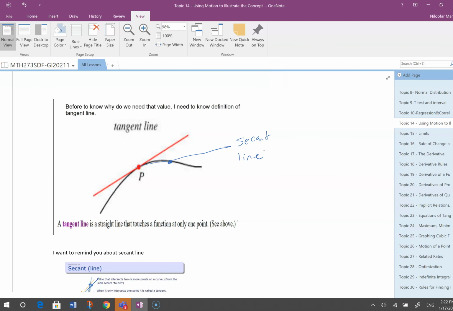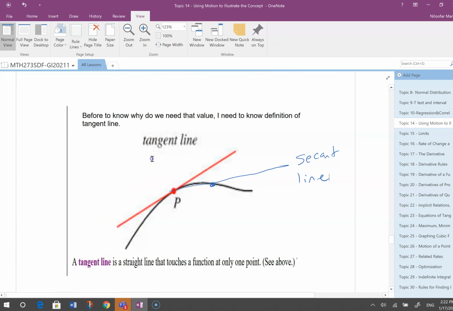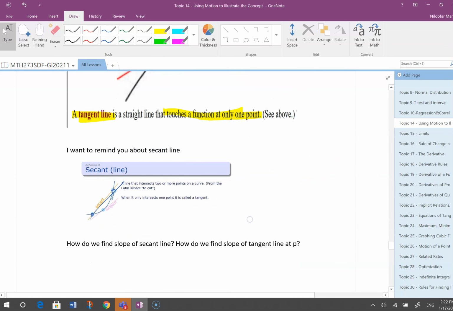But then I say, how about if I just make a line that touches the graph just in 1 point, only 1 point? Okay, what can I say to that line? So that line is tangent line. A tangent line is a line that touches the graph just in 1 point, not 2 points. Oh, okay, secant line 2 points, tangent line just 1 point. Yes, which we saw here.